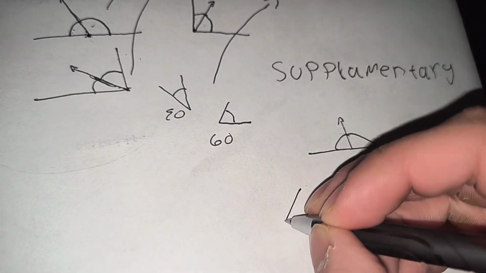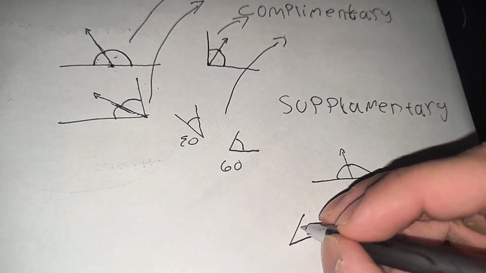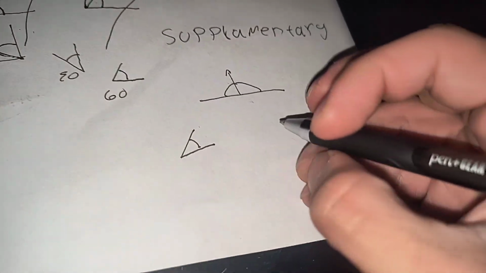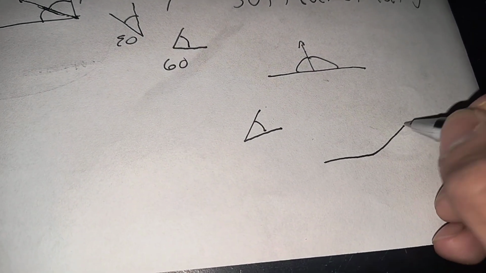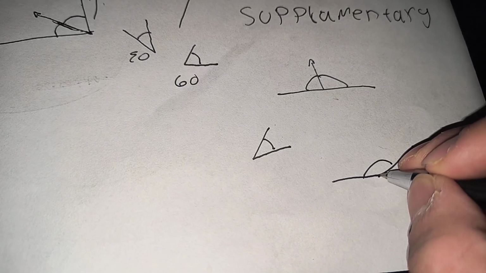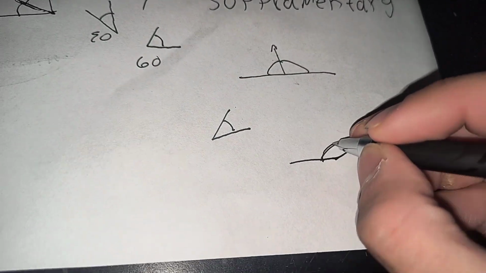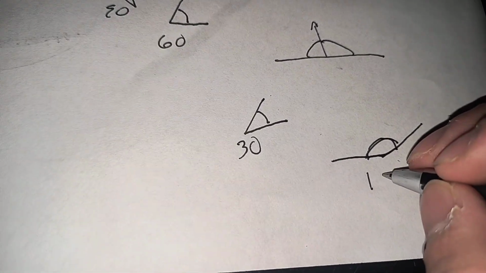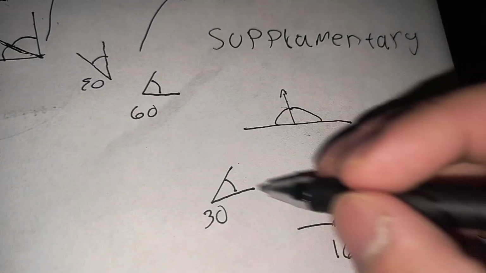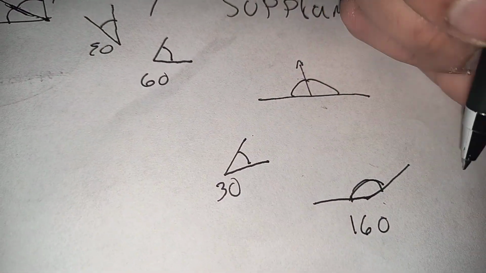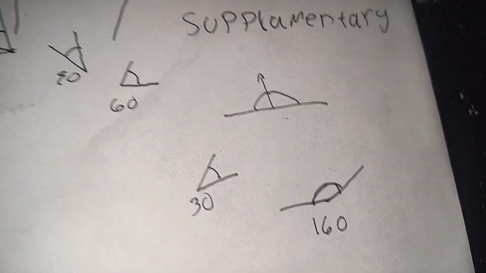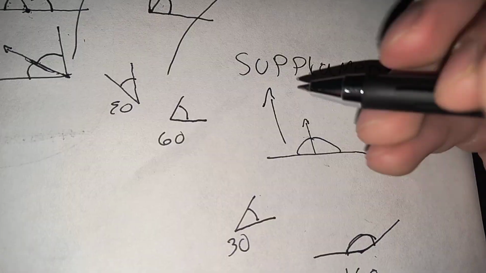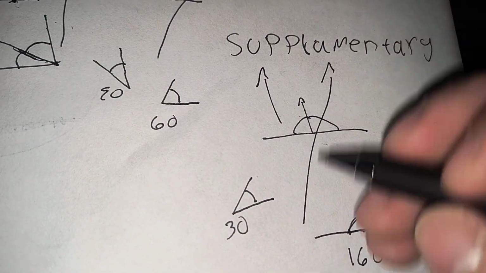But they can also be separate angles. Like, let's say we have this one that's like 30 degrees, and then we have another angle that's like this, and this is like, let's say 160 degrees. These two angles are supplementary angles because whenever you add them together, they equal 180 degrees. So supplementary angles can be adjacent angles, but they don't have to be.